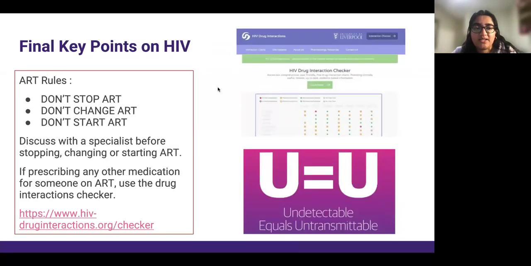So the key thing with HIV, and probably the best thing I learned during 5th year, was that U equals U. If somebody is undetectable with their viral load, that means that they cannot transmit it. So they can mostly carry on living a normal life. The most important thing with HIV is not stopping the antiretroviral therapy they're on, not changing it. And I don't know why it says don't start, but you need to discuss with a specialist to start it as well. All of that is done by an HIV specialist.